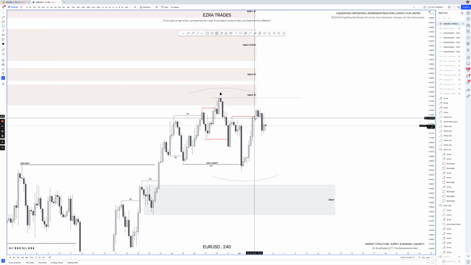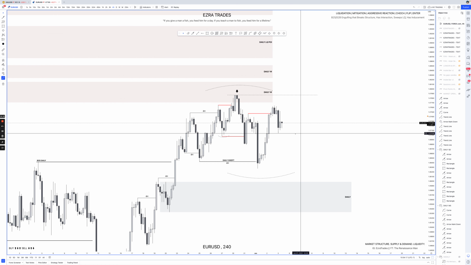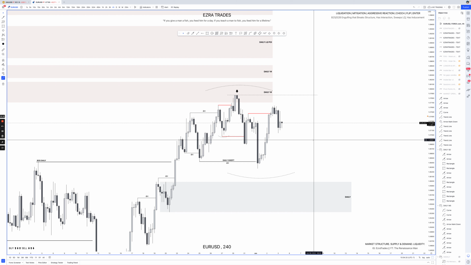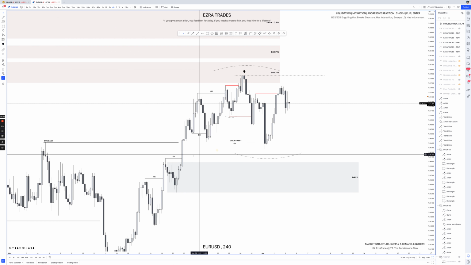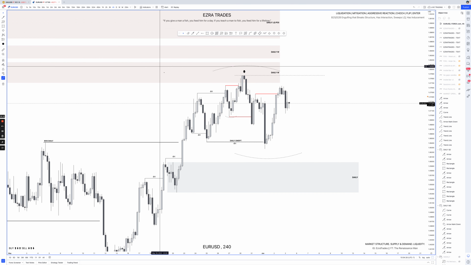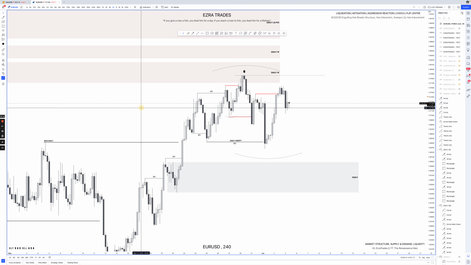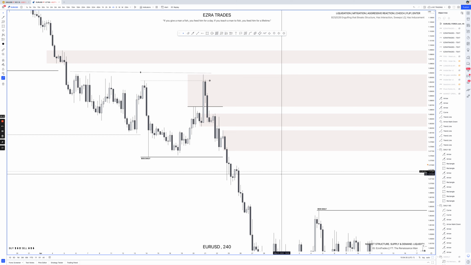At the same time, we already see that we're getting a pullback, right? So what we want to do is get some more clarity on what's happening here. At this moment, we're going to focus more on further development of structure, as we did in this demand. We're going to look at the supply, and then we're going to come back to this area to understand what's happening, right? So we're going to look at these daily supply zones, right?